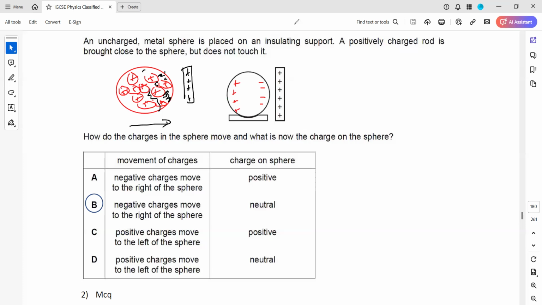Is it clear? This one, the first one. Any doubt in this? No, sir, clear. Okay.